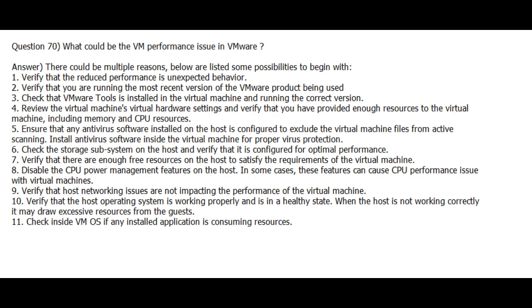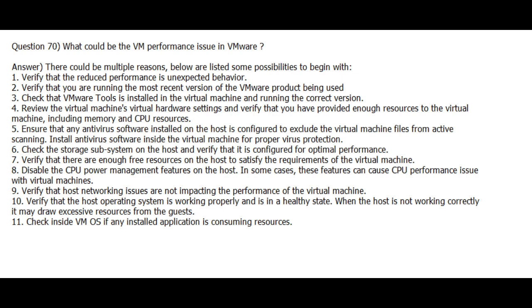4. Review the virtual machine's virtual hardware settings and verify that you have provided enough resources to the virtual machine, including memory and CPU resources. 5. Ensure that any antivirus software installed on the host is configured to exclude the virtual machine files from active scanning. Install antivirus software inside the virtual machine for proper virus protection. 6. Check the storage subsystem on the host and verify that it is configured for optimal performance. 7. Verify that there are enough free resources on the host to satisfy the requirements of the virtual machine.